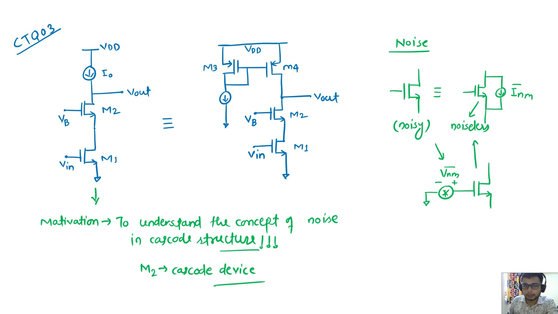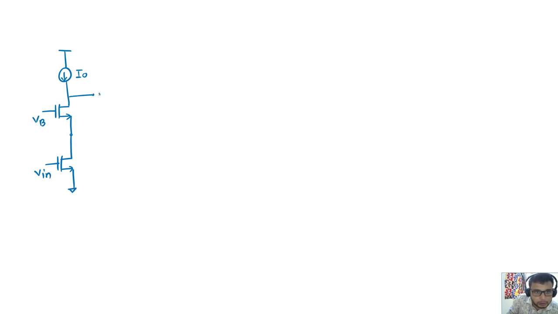So let us consider this circuit again on the next slide. What is this? There is a current source which is the load, the load current I naught, and this is your cascode device. Everyone knows how to calculate its gain, so I am not going into that part. Later in some other CTQ I will cover the gain calculation for any structure which has a cascode in it. I already covered this in the 5 transistor OTA series, where I discussed the cascode device. You can see the complete analysis of gain for the cascode device, which is a telescopic structure.